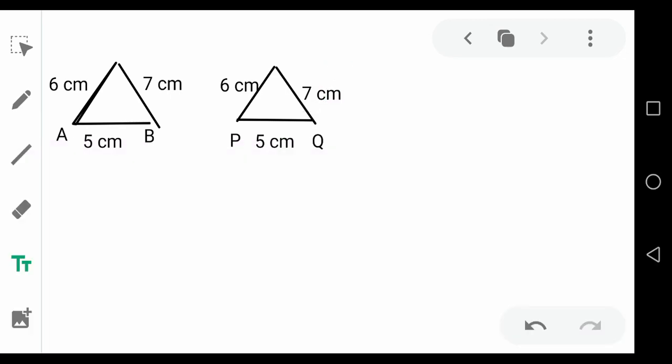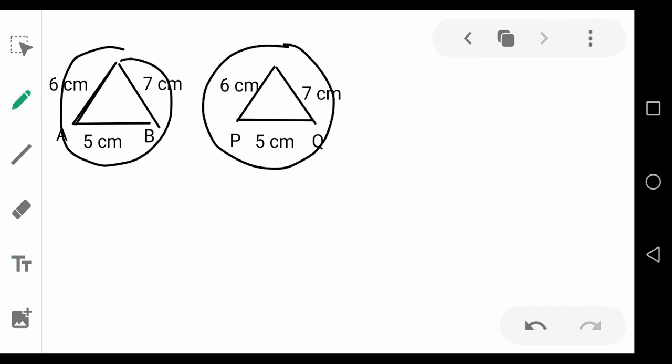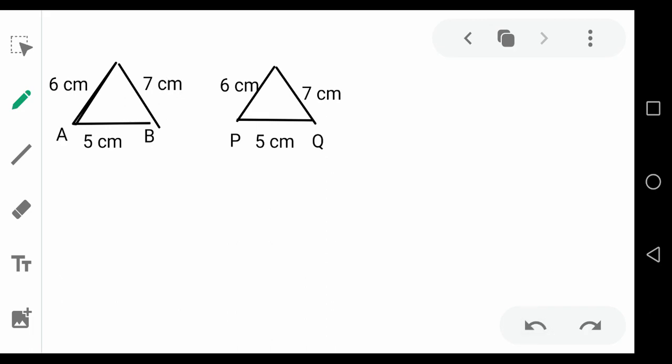So we have the two triangles, and you can see three sides of this triangle are equal to the three sides of this triangle. Correct? Okay. So then we can say that these two triangles are congruent. If you cut this triangle and keep it over this triangle, it will exactly overlap. That means they have same size and same shape. So no need of cutting, pasting and all. We just see the three sides. The three sides of the first triangle are equal to the three sides of the second triangle, so those two triangles are congruent.